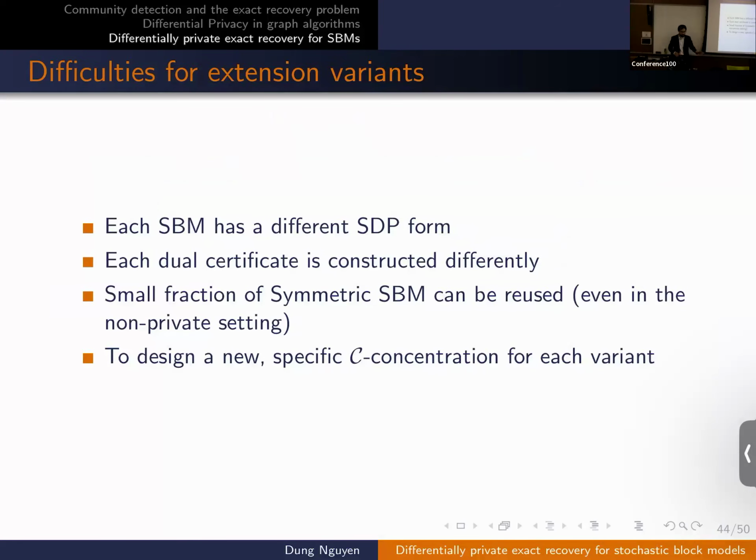Yes, so that is for the symmetric binary SBM. And we found a way to extend the problem to other variants of the SBM. But because each variant of the SBM has a different form of the semi-definite program, and they come with different certificates, not many parts of the analysis here can be directly applied to the other variants of the SBM. And also we need to construct a specific C concentration definition for each of the variants.